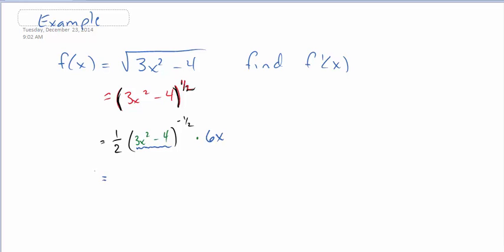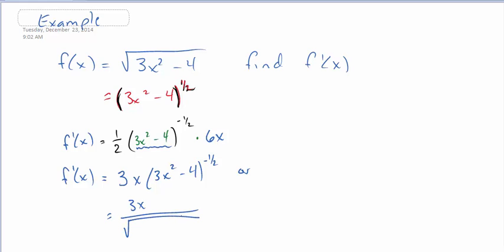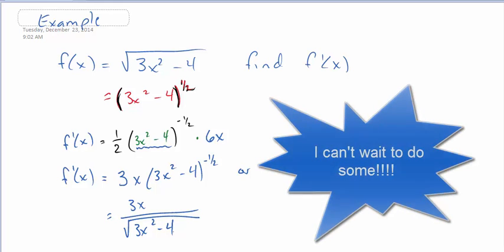So simply put, f prime of x is equal to 3x times (3x squared minus 4) to the negative 1/2, or we could say that this is equal to 3x over the square root of 3x squared minus 4. There's our derivative. Wasn't that fun?